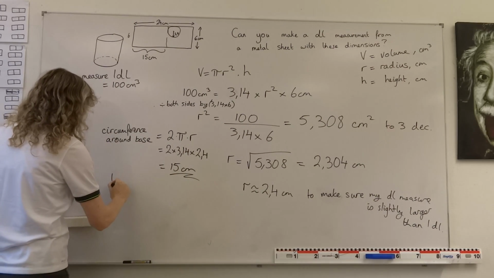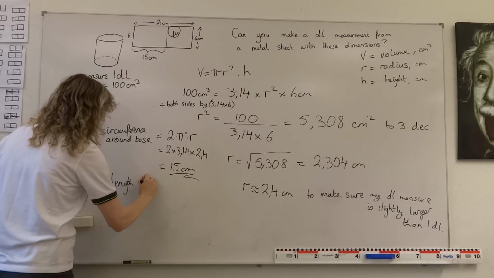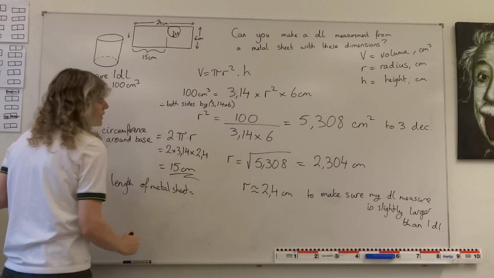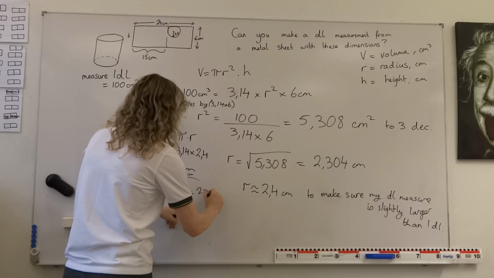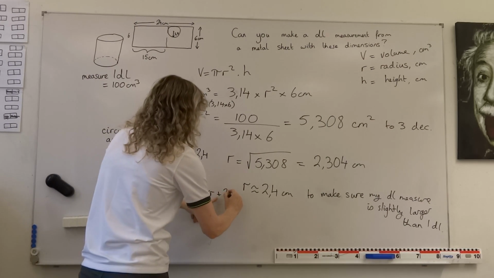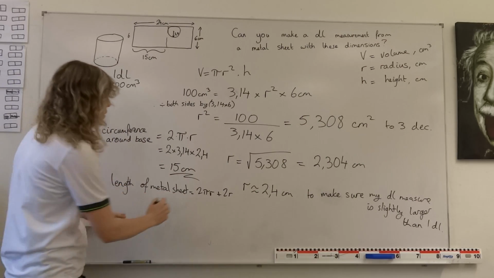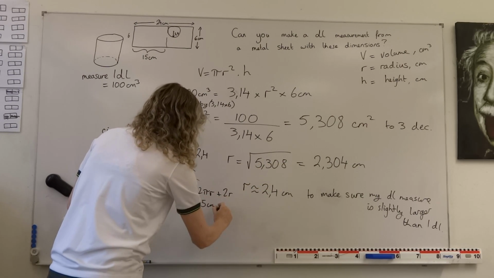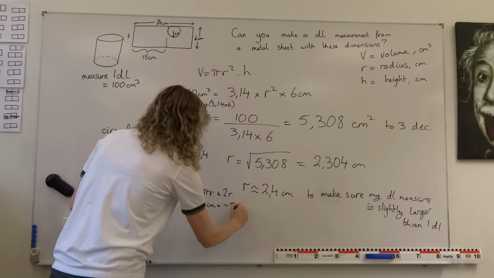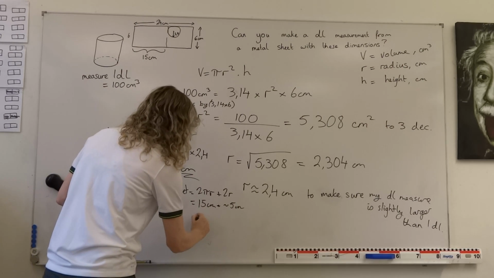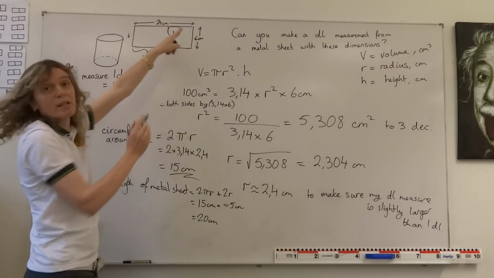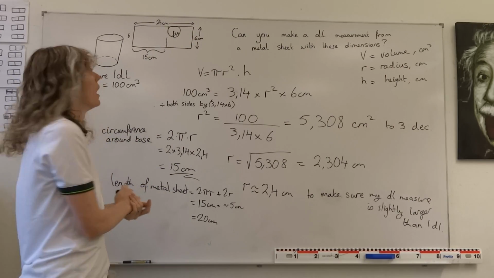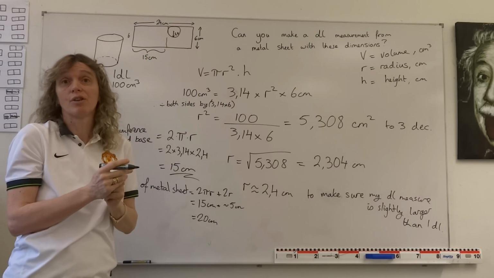So the length of plate that I'm going to need, the length of the metal sheet, is going to be 2 pi r, which I already know, plus 2 times the radius for my circular part. So I'm going to have 15 centimeters plus approximately 5 centimeters. So I'm going to need 20 centimeters length, and I've got 24. So yes, I can absolutely make this measurement, and I'm going to have quite a lot of space left over.